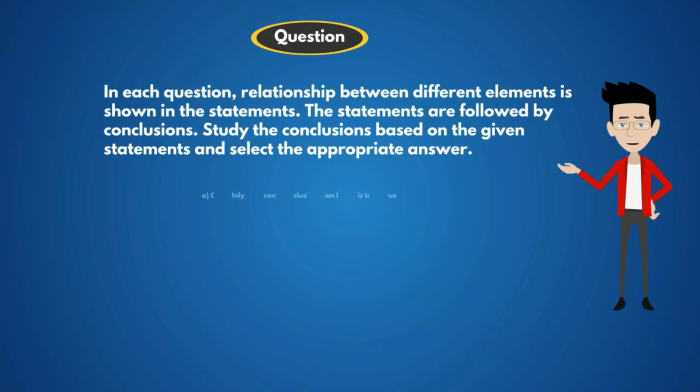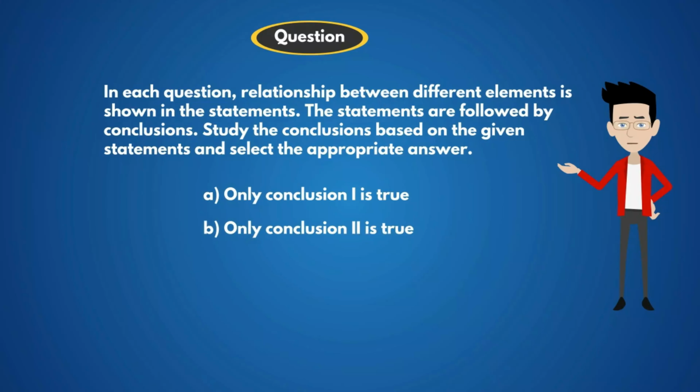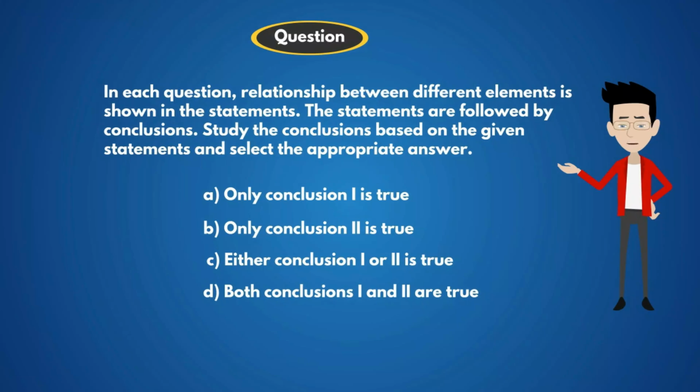Options are: Option A, only conclusion 1 is true. Option B, only conclusion 2 is true. Option C, either conclusion 1 or 2 is true. Option D, both conclusions 1 and 2 are true. And option E, neither conclusion 1 nor 2 is true.